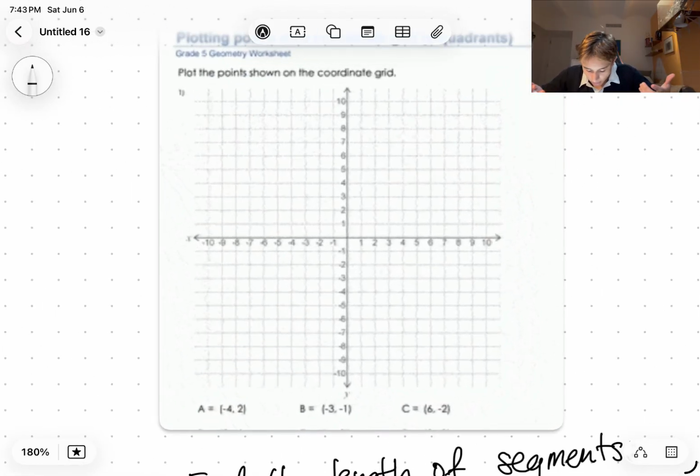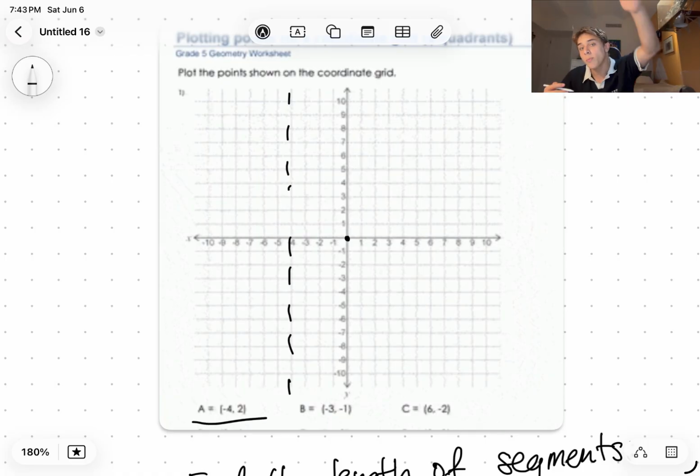So first we're going to plot these points. The first point we need to plot is -4, 2. So to do that, remember, -4 is its horizontal position. So we would need to count 4 to the left of the origin, which is right here. So we know that -4, 2 is going to lie somewhere on this horizontal line, and we know it's going to be 2 above the x-axis. So this point right here would be A, because it's 4 to the left of the origin and 2 above the origin.